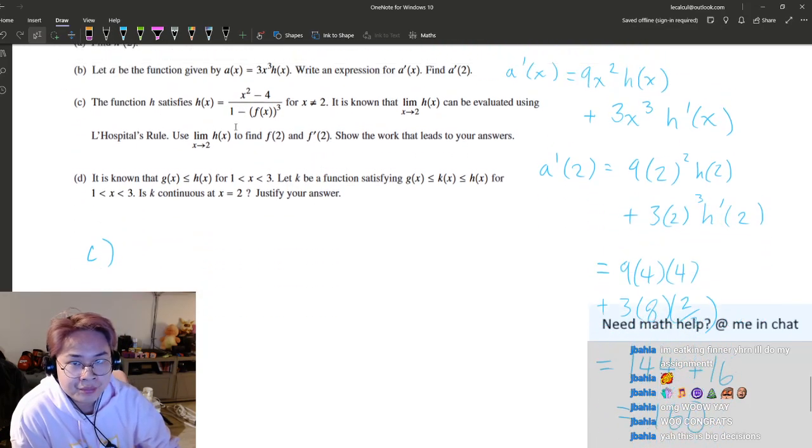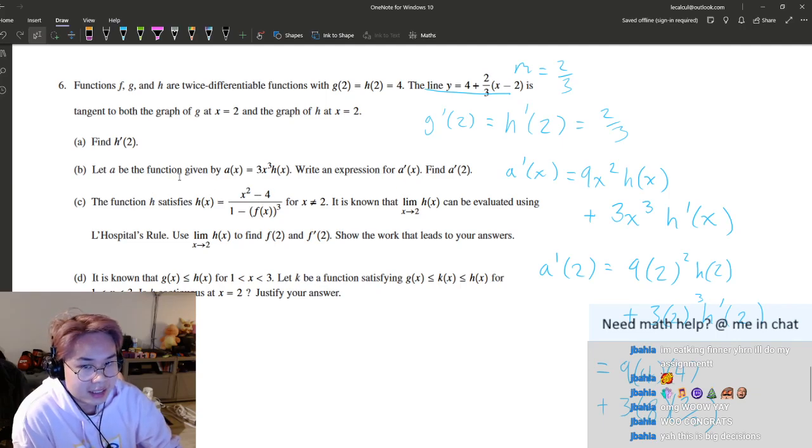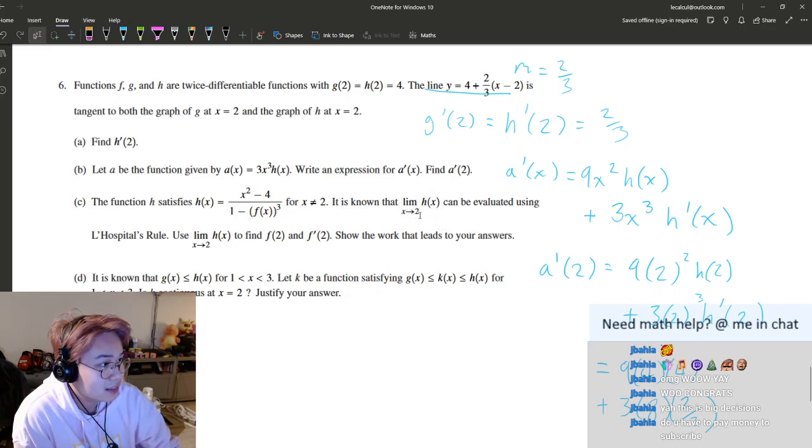Alright, let's see. H satisfies this. And then we know that the limit as x goes to 2 of h can be evaluated using L'Hopital's.